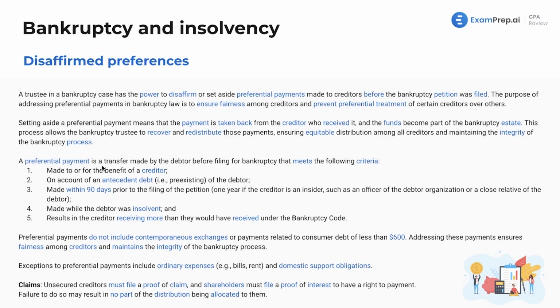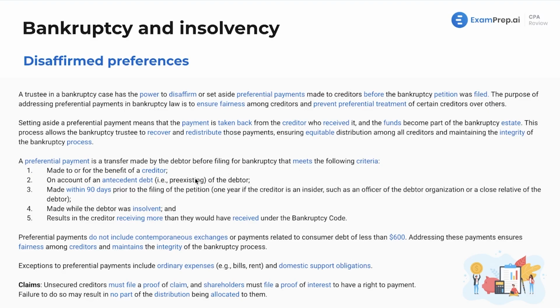Now, a preferential payment is a transfer made by the debtor before filing for bankruptcy that meets the following criteria. This is also similar to that concept of selling my car for $1 to my brother to avoid it being part of the bankruptcy estate. So it's like, all right, let's at this moment assess what we have and distribute it properly. Now, these are going to be the criteria. If it's made to or for the benefit of a creditor, which makes sense, that's what we're talking about here, on account of an antecedent debt, which was pre-existing, of the debtor. So any debt that existed before this bankruptcy filing.